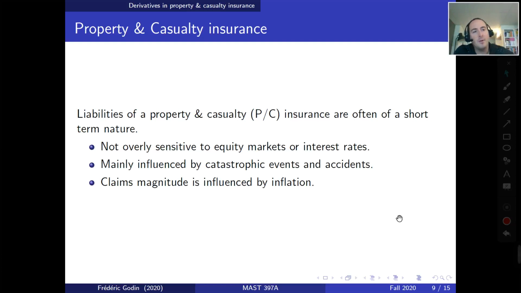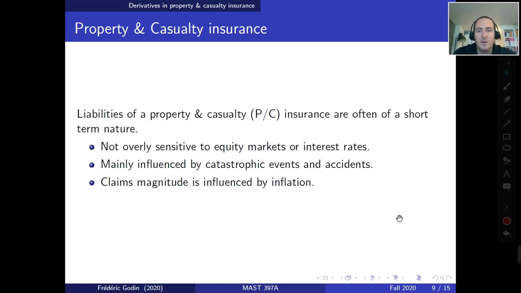Now we're going to turn to a second type of insurers, which are property and casualty insurance. Property and casualty insurers insure against, for example, fire, robbery, or wind damage or something like that. Damage not to human beings, but rather to properties. So the nature of the liabilities of a property and casualty insurer is pretty different from those of a life insurer.